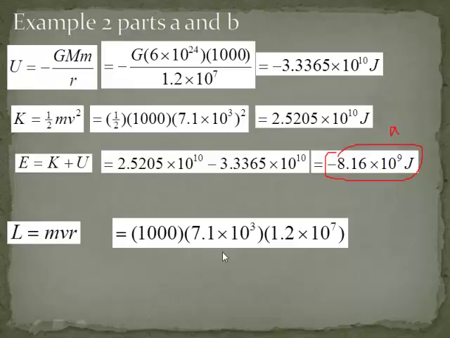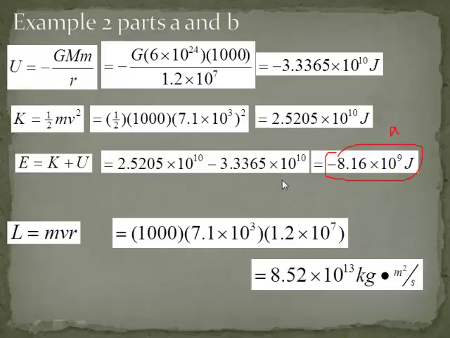V is 7.1 times 10 to the third, and R is the distance between their centers, 1.2 times 10 to the seventh. So we end up with the angular momentum being equal to 8.52 times 10 to the 13 kilograms times meters squared per second. So that is our answer to part B.